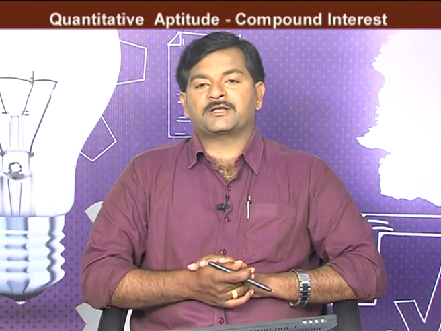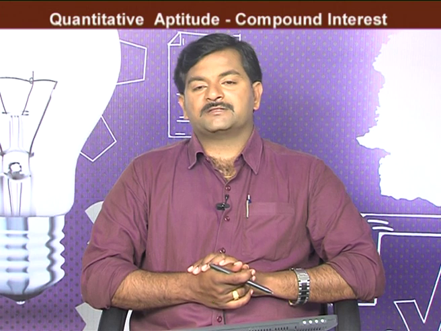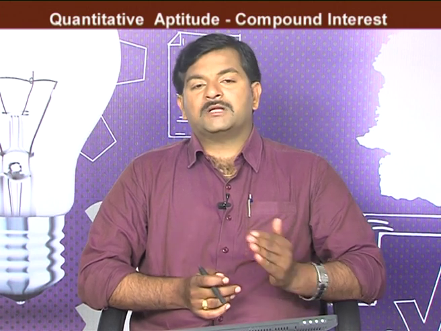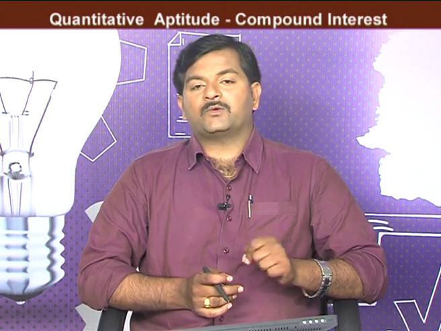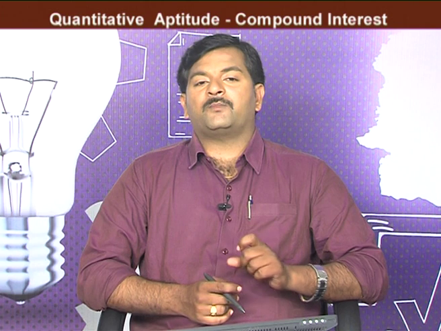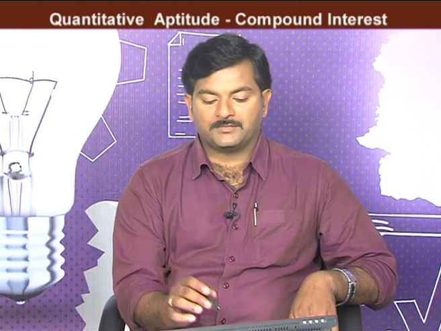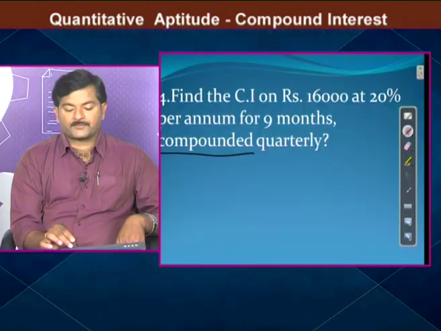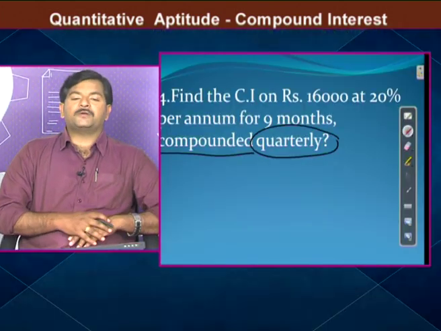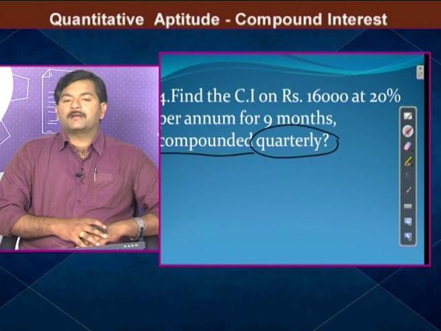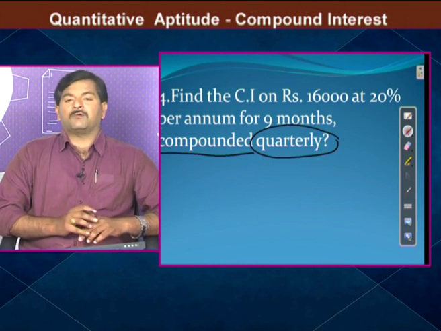At what rate of interest? 20% rate of interest. He borrowed that amount for how many months? For only 9 months. But is the interest compounded annually? No. Interest is being compounded only quarterly. In this question, since the amount is being compounded quarterly, the rate of interest also should be for a quarter.